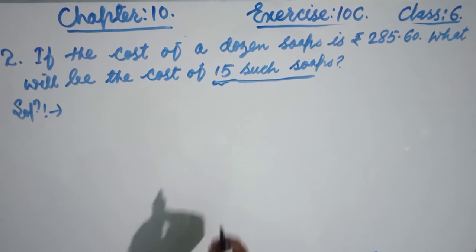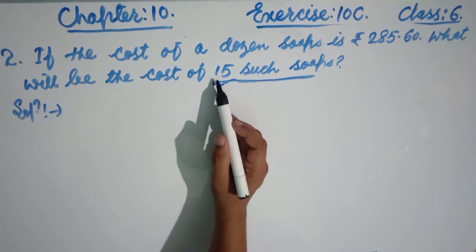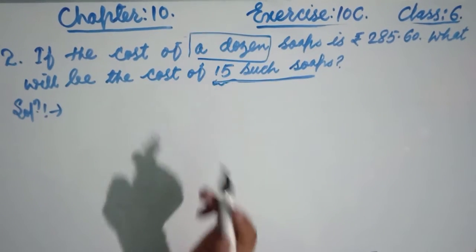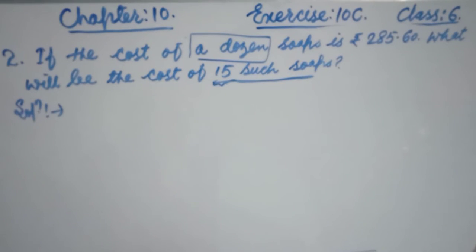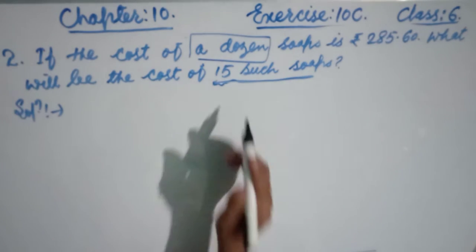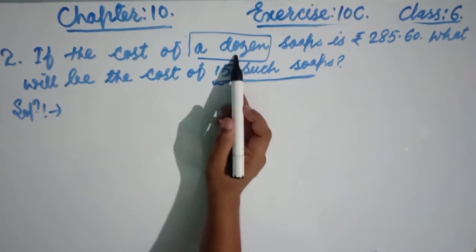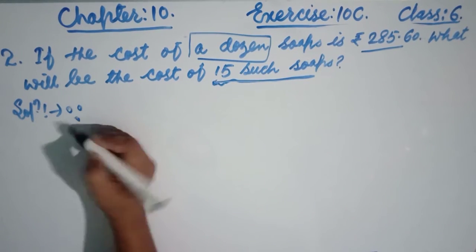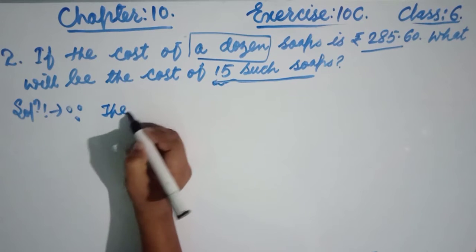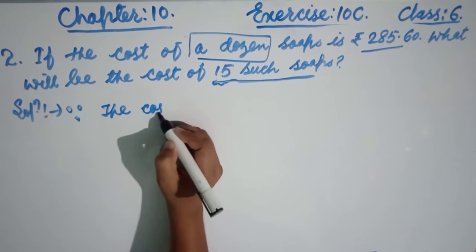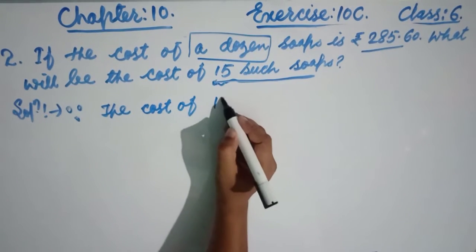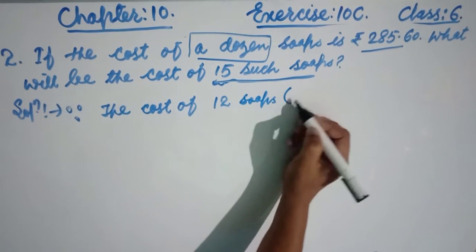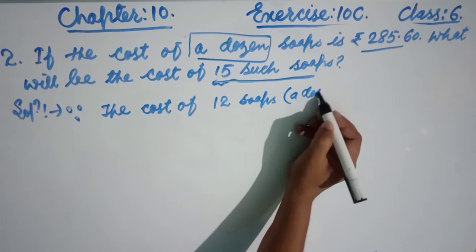But here, friends, the number of soaps is given as 15, but the price is written for a dozen, and you know, friends, 1 dozen is equal to 12 things. So that means the cost of 12 soaps is given. Now, write a copy as it is: the cost of 12 soaps means a dozen, friends.